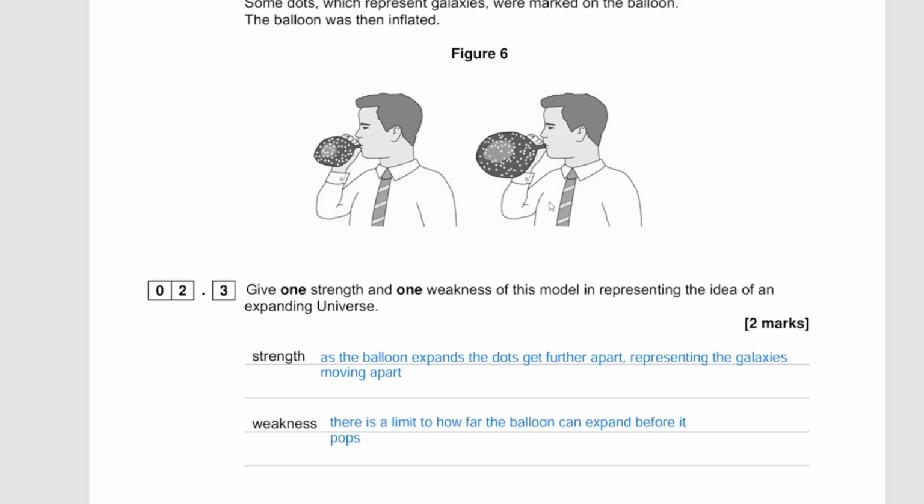And the one weakness of it is there's a limit to how far the balloon can expand before it pops, and we don't know what's going to happen, if the universe is going to continually expand, if it's going to start shrinking again, if the universe is going to pop even. Hopefully it doesn't.